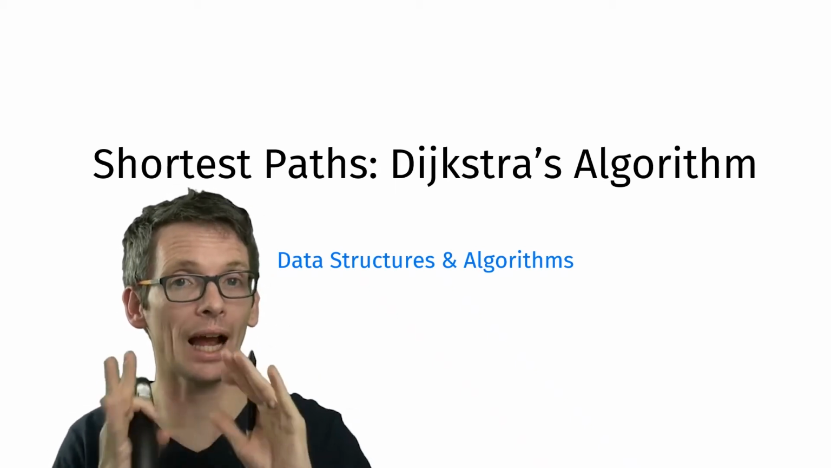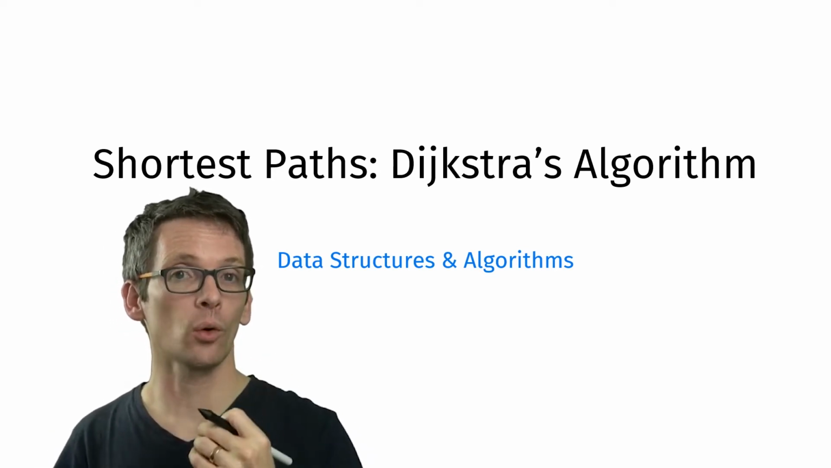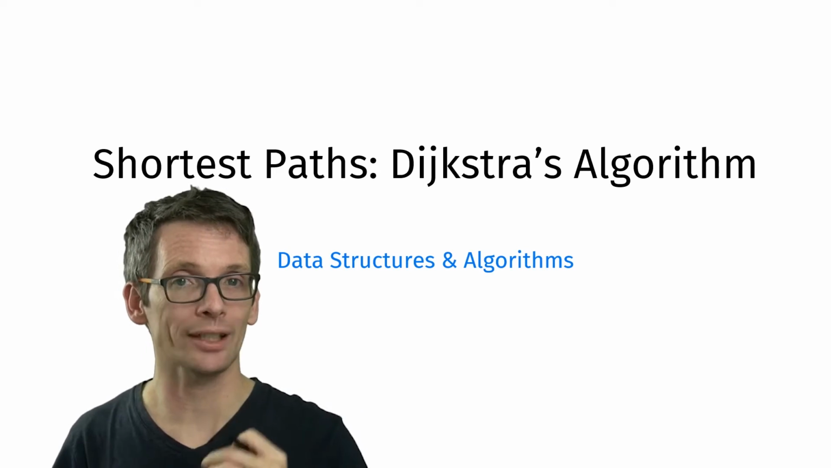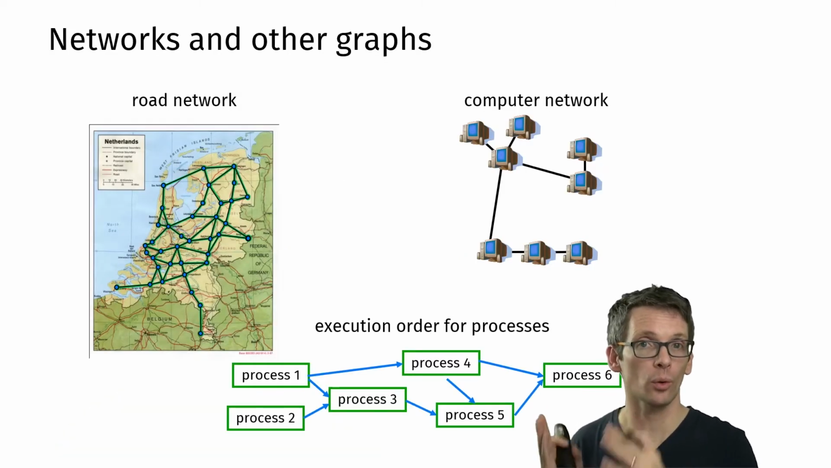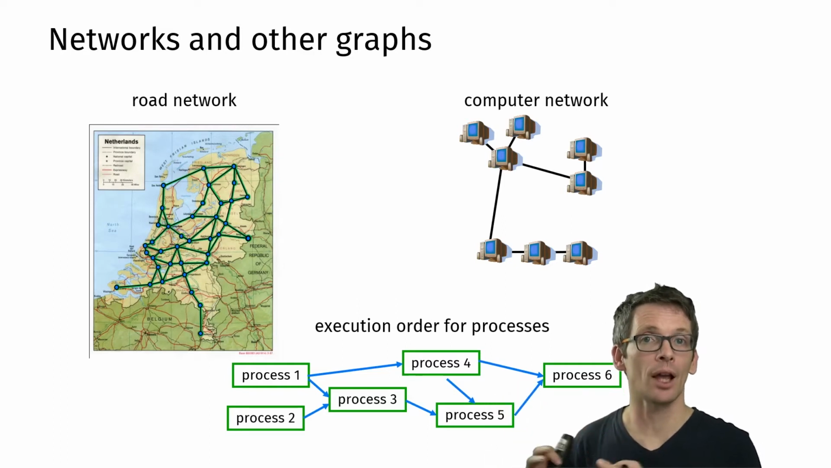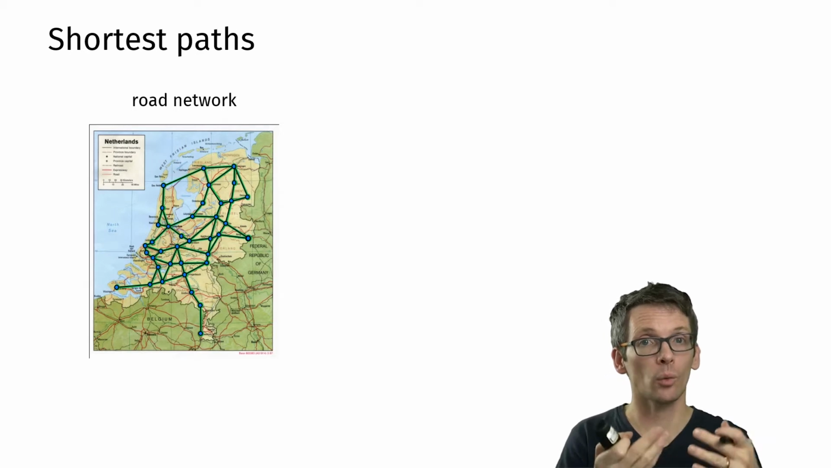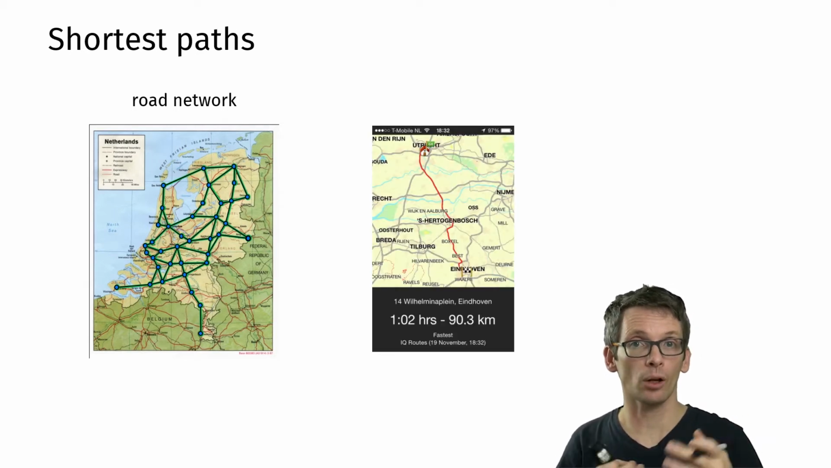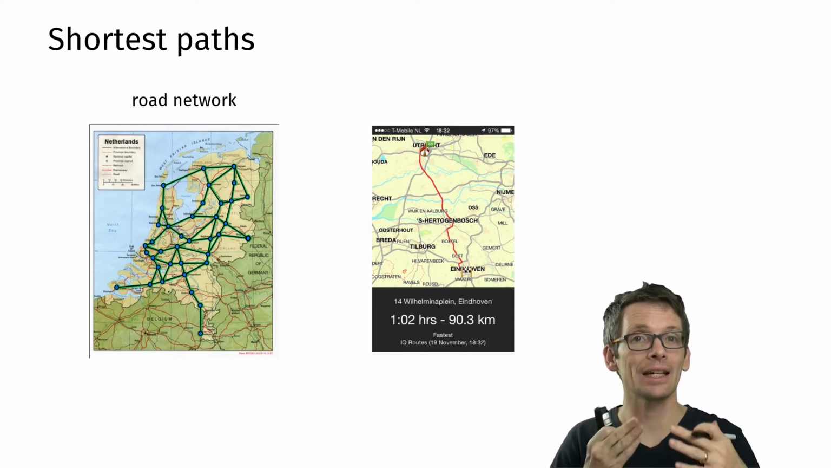Dijkstra's algorithm is an absolute highlight. It's simple, it's elegant, it solves a natural problem for which there is no obvious solution, and that is the shortest path problem. The shortest path problem is a problem on graphs, and here you see some examples of graphs. The type of graph you can think of today is, for instance, a road network. And in a road network, we often want to find a fast route from A to B, and that corresponds to solving a shortest path problem in a graph.